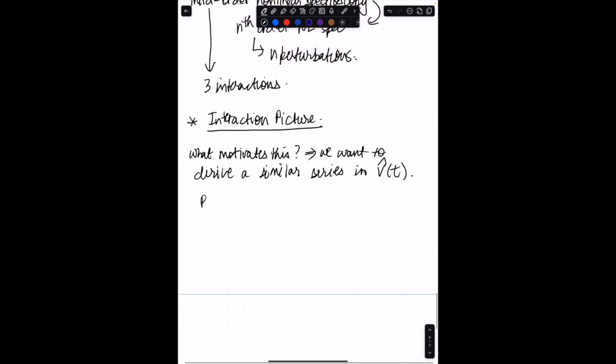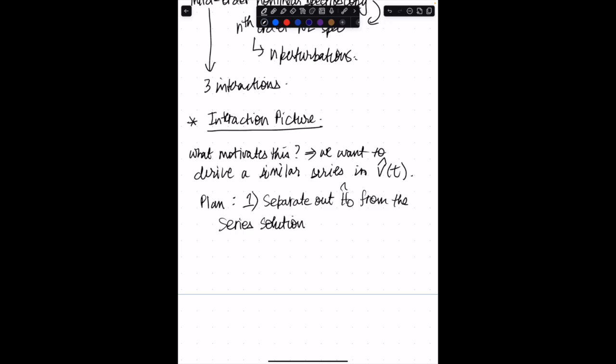So let's write down a plan. One, separate out H0 from the series solution and derive a series in terms of the perturbation.